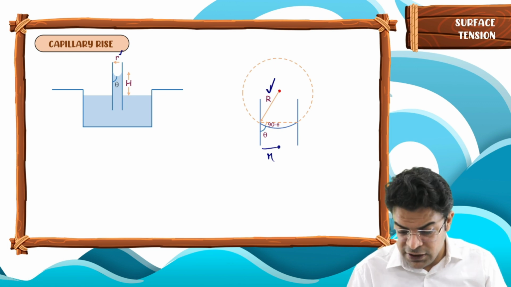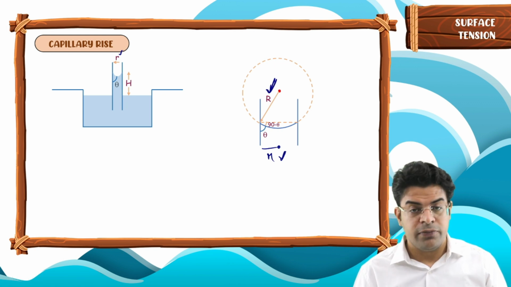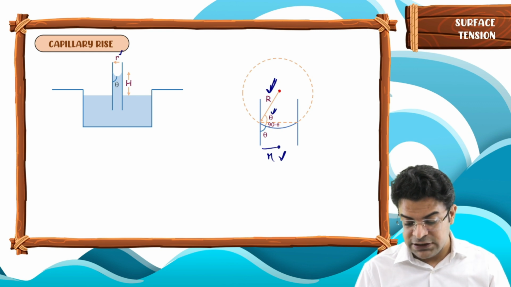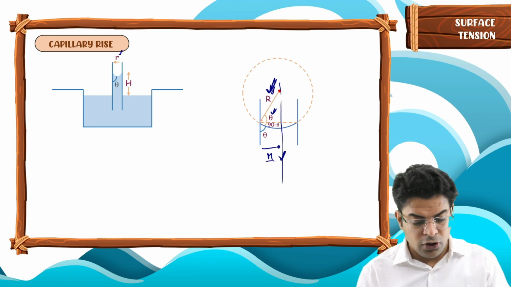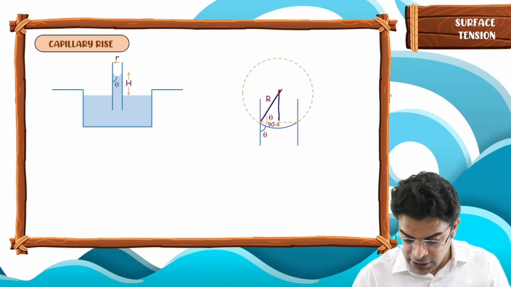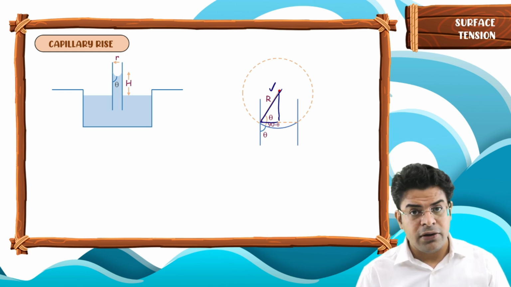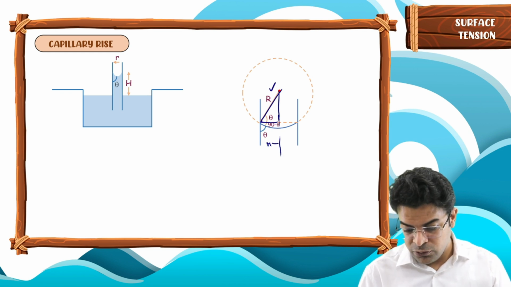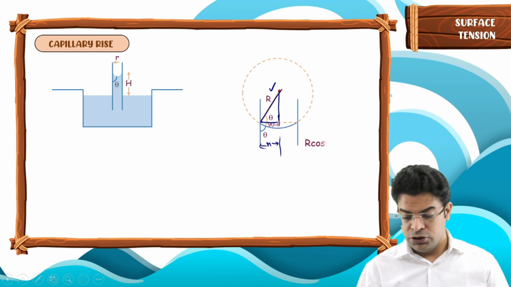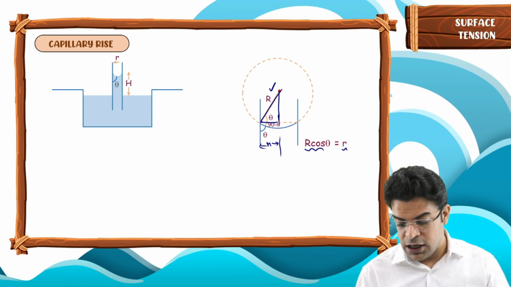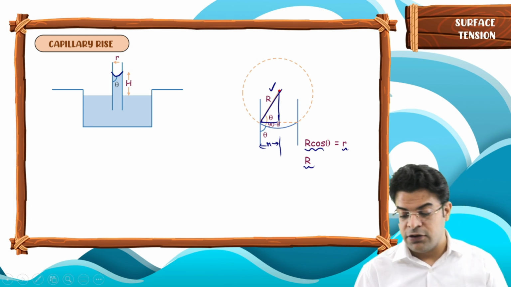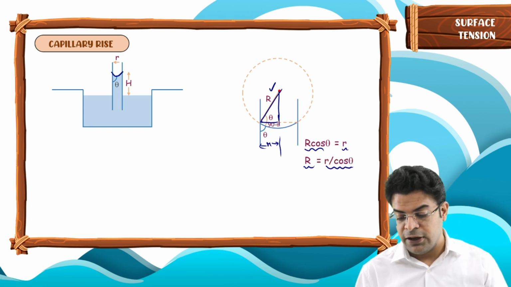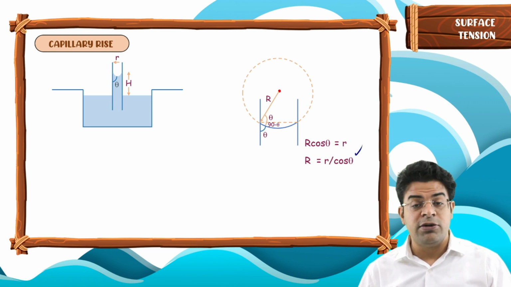What will be the relationship between capital R and small r? As you know that this angle is theta, you will say that R cos theta equals small r. Just look into this right angle triangle: hypotenuse R, the base length equals the radius of the capillary tube. So you can write R cos theta equals r, or the radius of curvature of this curved surface equals the radius of the tube by cos theta. Once this has been established, game over.